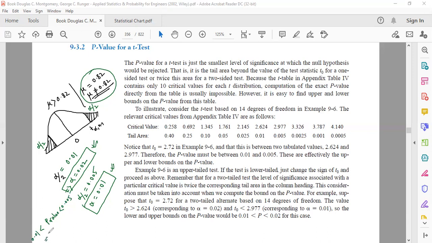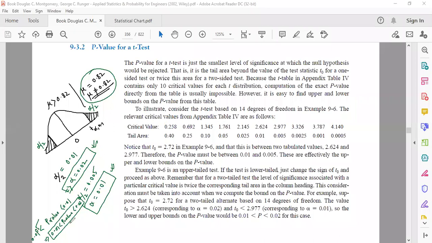They are multiplying the entire inequality by 2. Sorry, this portion is 0.005 and this portion will be 0.01. Upper limit is 0.01. And they are multiplying the entire inequality by 2, because if we consider the two-tailed test, then this portion becomes 0.01 and the p-value will lie between 0.01 and 0.02. That is going to happen in a two-tailed test.